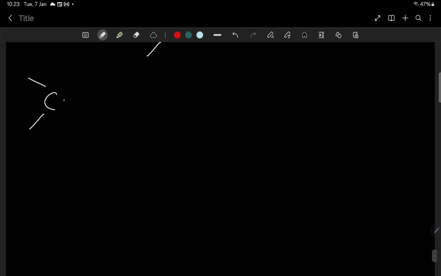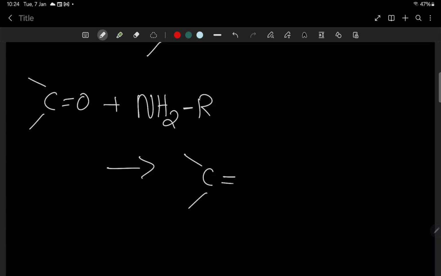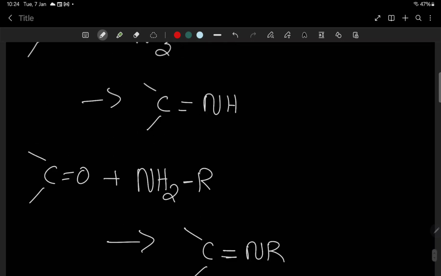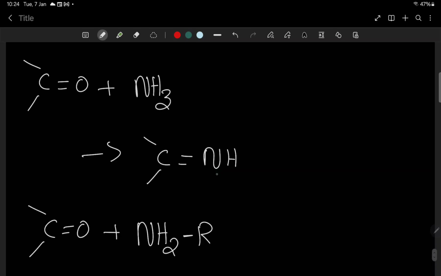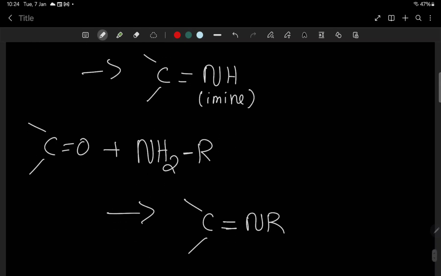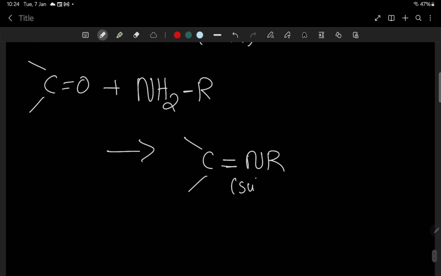Now I'm taking an aldehyde or a ketone and adding an amine, that is RNH2. What will I get? C double bond N R. This is the compound I'm getting. This is called a substituted compound. Do you remember in Stephen reduction? We call it imine. So that's why I told you in this lesson as well we will be dealing with this imine. Yes, this is called substituted imine.